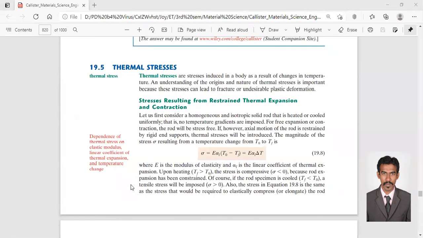Thermal stresses are stresses induced in a body as a result of changes in the temperature. So when there is a change in the temperature, there are so many possibilities. The length may increase, and vibration would be there in the atoms. So due to these various effects, there would be some stress. An understanding of the origin and nature of thermal stress is important because these stresses can lead to fracture or undesirable plastic deformation. So like usual stress, when you change the temperature, this thermal stress will occur.